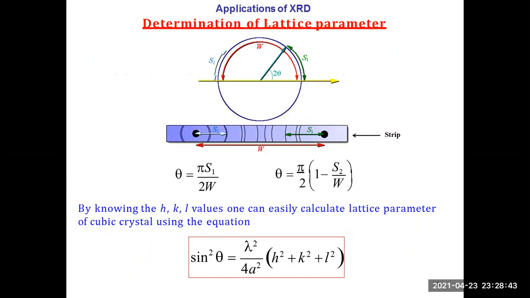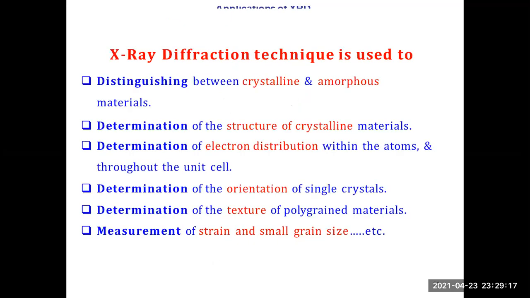You can see that this distance is considered to be S1, and this distance is considered to be S2, and the entire distance from here to here we take as W, such that we get theta equal to pi by 2, and so on. So what is the use of studying this determination of lattice parameter? In the notes, when I give you notes, you'll have a very clear idea. With different mathematical values, you can easily understand the determination of lattice parameters. So what do we actually want to gain from this X-ray diffraction technique?